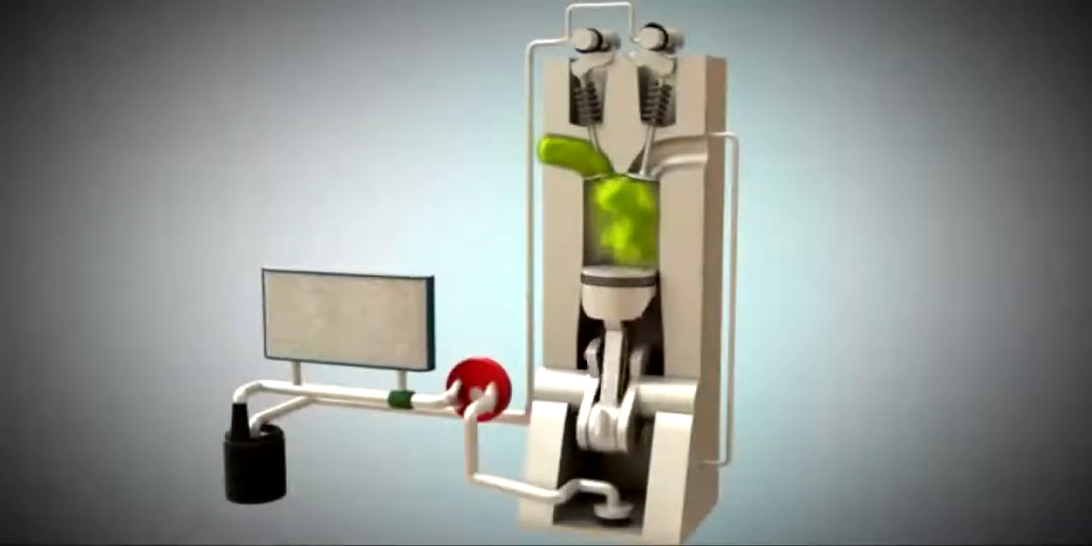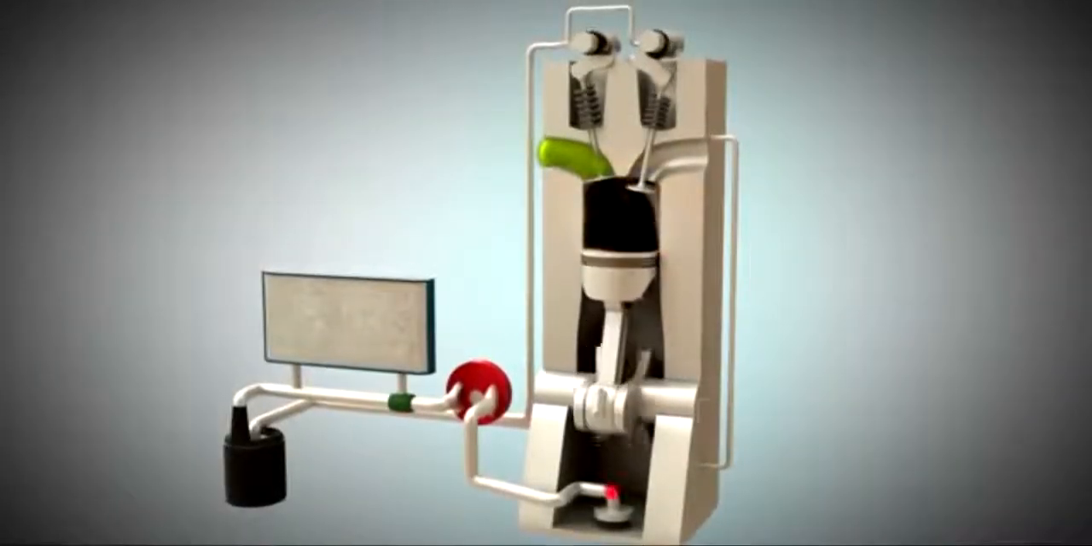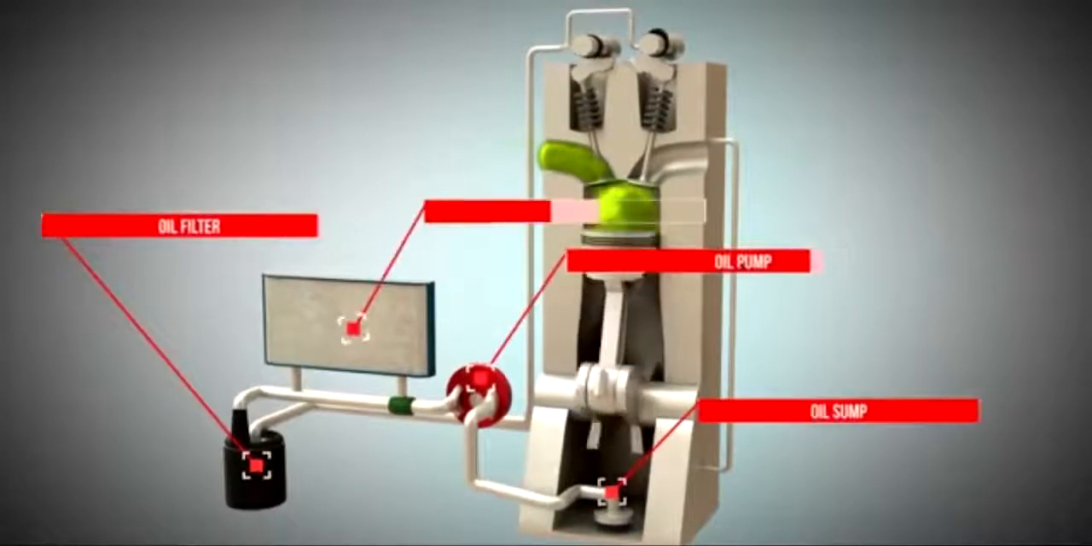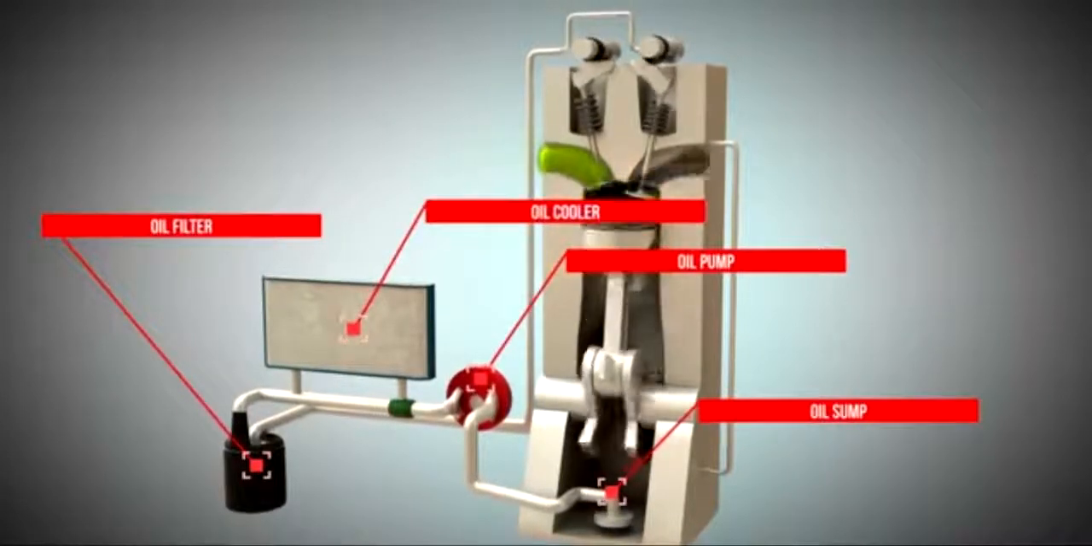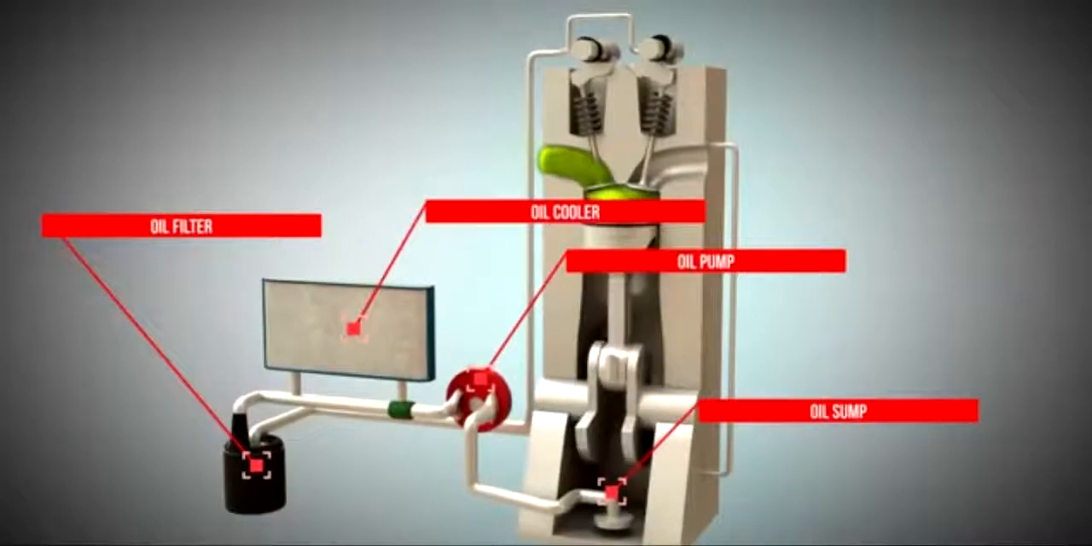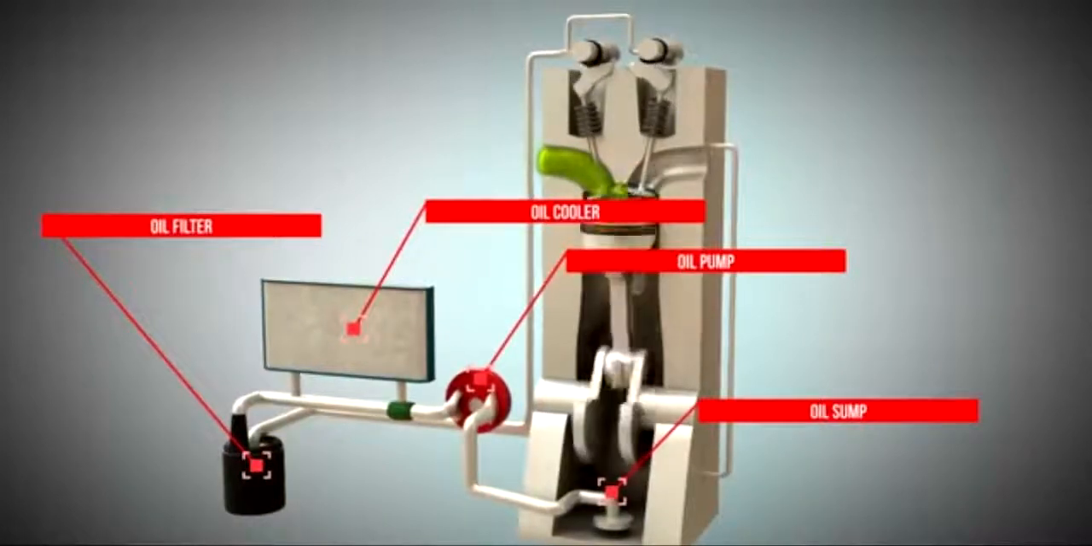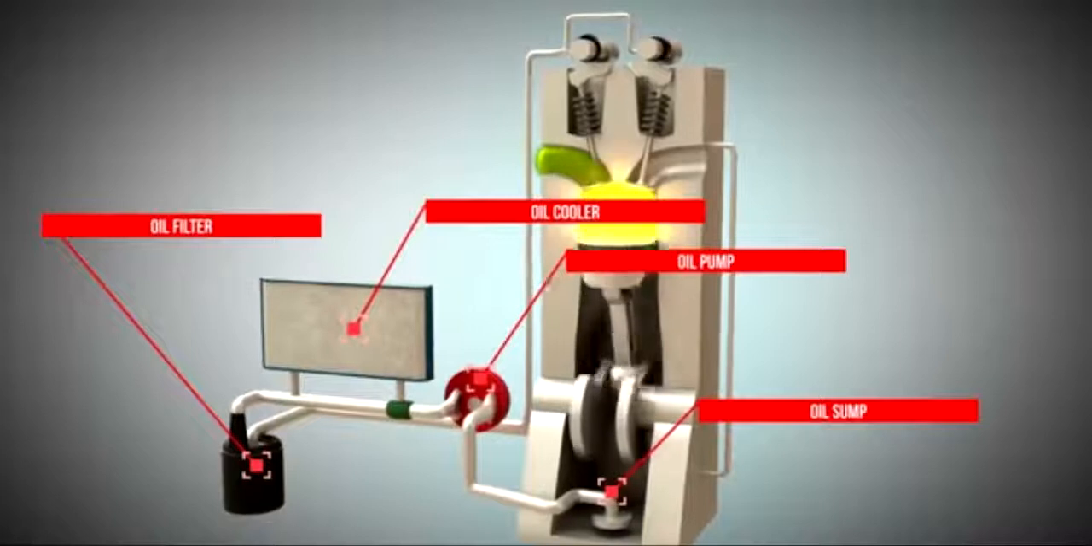Now let us see this lubrication process using a video. Engine lubrication by means of oil is primarily used to reduce friction between moving parts and dissipate heat. In this animation, we want to describe wet sump lubrication using a 4-stroke engine with only one cylinder.